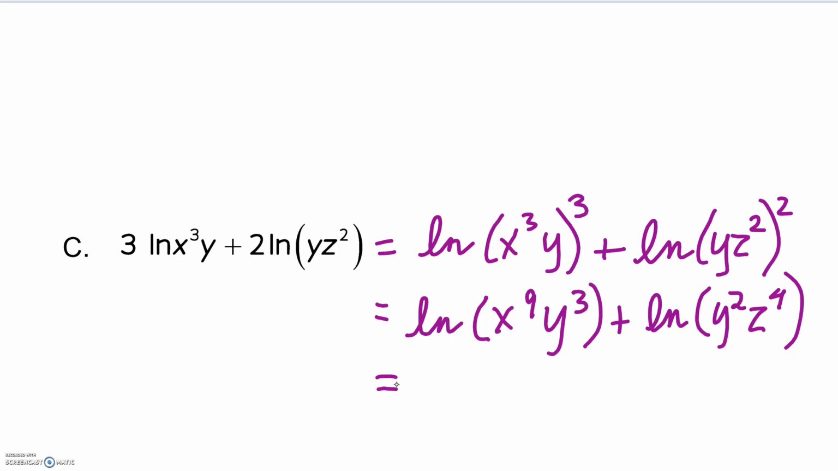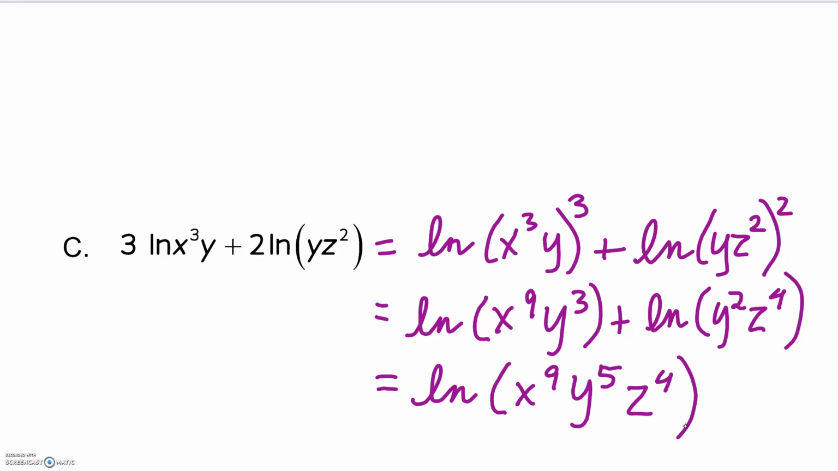Now we have two separate logs that are added together, so we can use the product property and make this the natural log of the product of all of these. X to the 9th. Then you've got y cubed times y squared. Add those exponents. That's just y to the 5th. And then z to the 4th on the end. So that would be your answer there, condensed into a single logarithm, and this is as simplified as that can get.